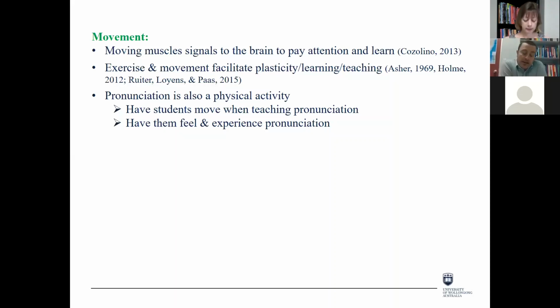And the connection to pronunciation here is relatively straightforward. Adrian Underhill suggests that pronunciation is a physical activity, right? So you want to have your students move when you teach pronunciation. You want them to feel and experience these articulatory features, the rhythm of the English language. You want them to get involved. You can't think yourself to better pronunciation.